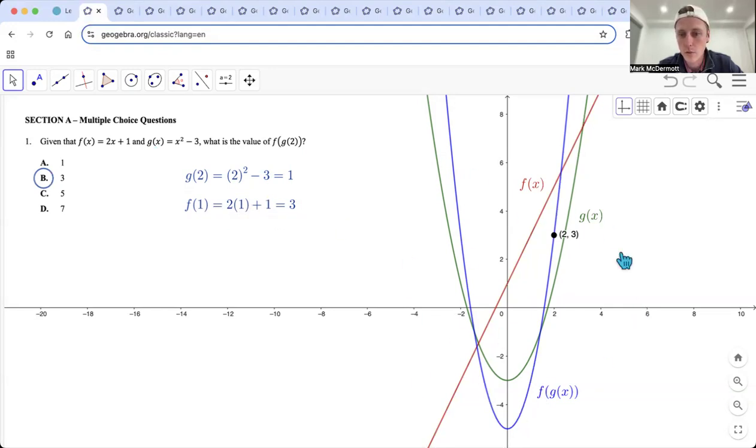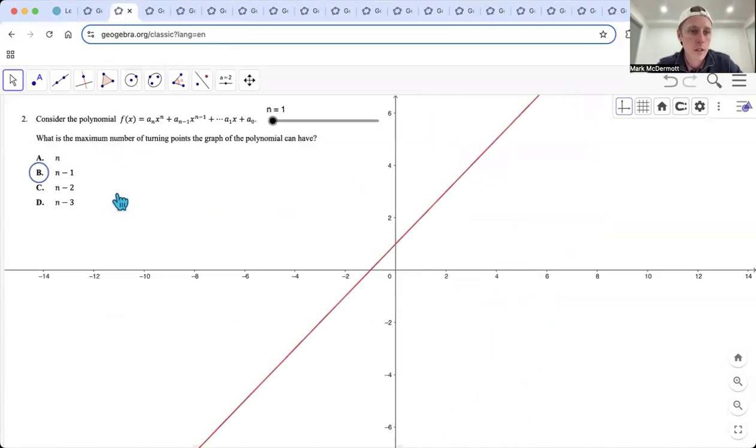And just for visual effects here, we've got the graphs. So we've got f of x is the red one, g of x is the green one, and f of g of x is the blue one. You can see that when x is 2, y is 3. So when that x value was substituted into g, gives you 1, and then you sub the 1 into f of x gives you 3. So the answer is B.